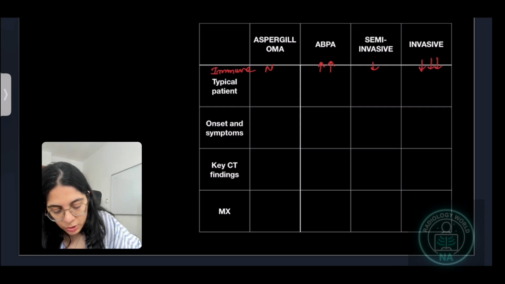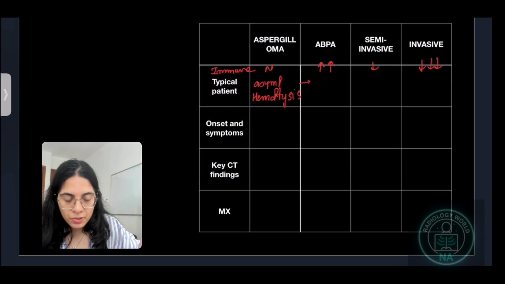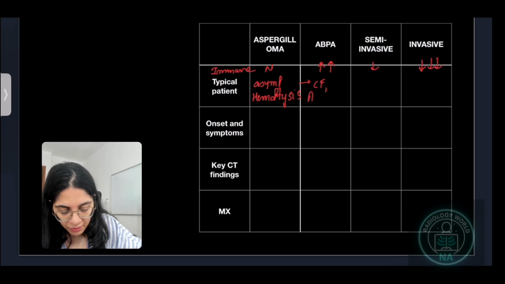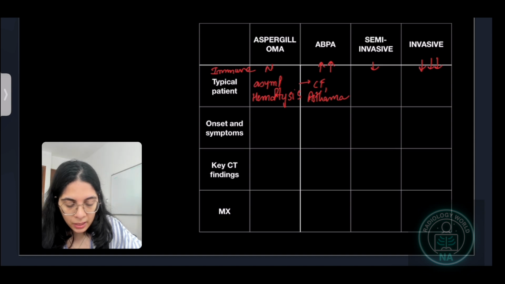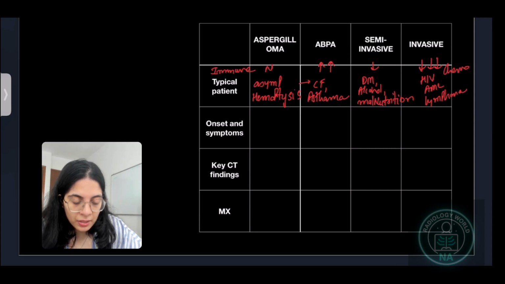The typical patient will usually be asymptomatic. Okay, sometimes they may present with hemoptysis, if there is a very big fungal ball that is eroding into the vessels. Whereas in ABPA, the patient will have on and off symptoms, and they will give you a clinical vignette that the patient has some sort of cystic fibrosis, asthma, long-term COPD, something like that. Whereas semi-invasive, I've already discussed, either they will give you a history of diabetes mellitus, or an alcohol history, or there will be some sort of malnutrition happening. Okay, so this will be a little bit less immunity. The other thing is that when we talk about invasive, they will give you HIV or AML or lymphoma or any particular cancer for that matter, or chemotherapy, or a history of radiation or something like that.